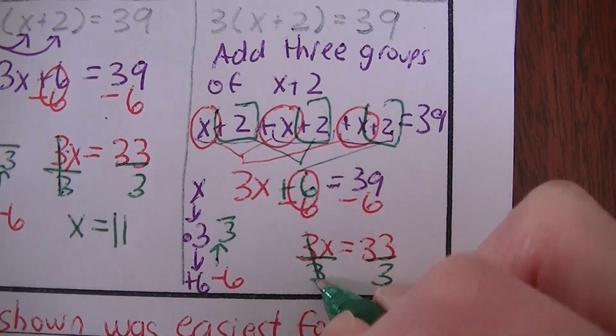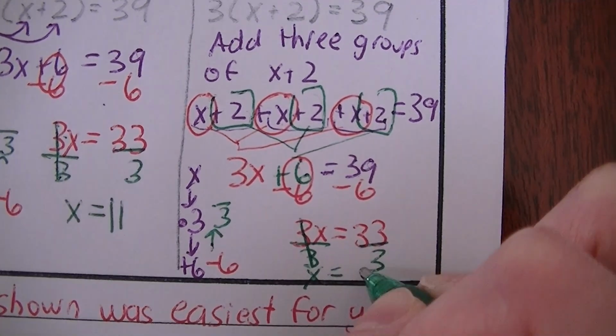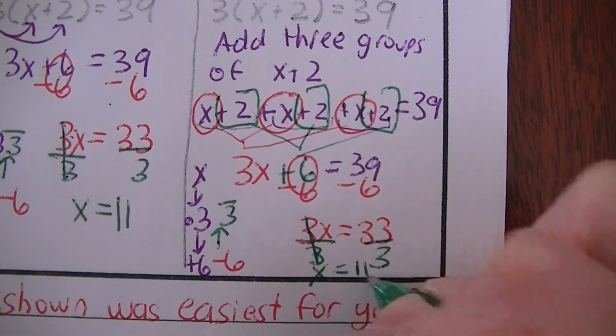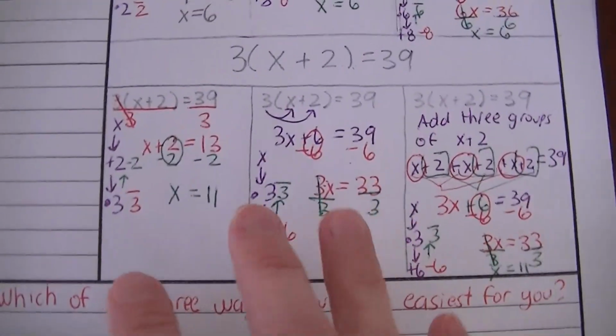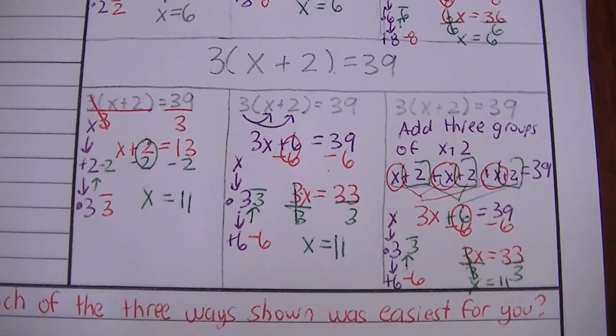3 divided by 3 is 1. 1 times x is 1x, or x, same thing. And 33 divided by 3 is 11. Okay, again, 3 different strategies to get the exact same answer, and they all work.